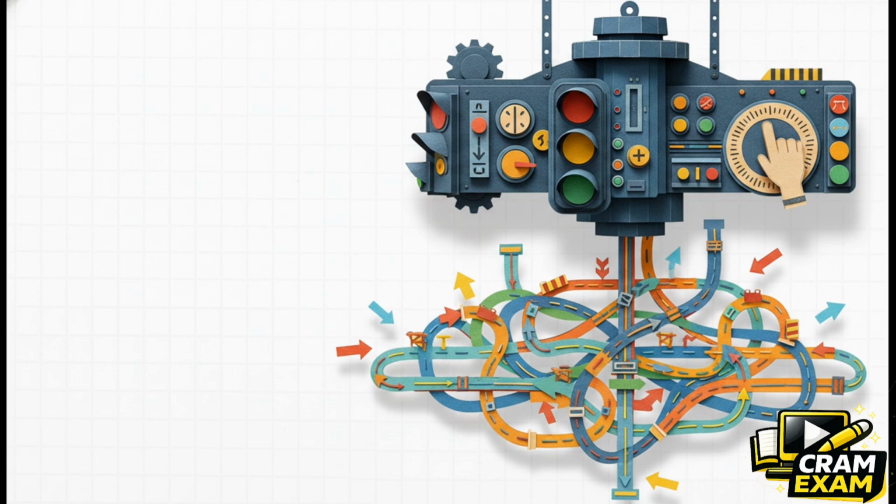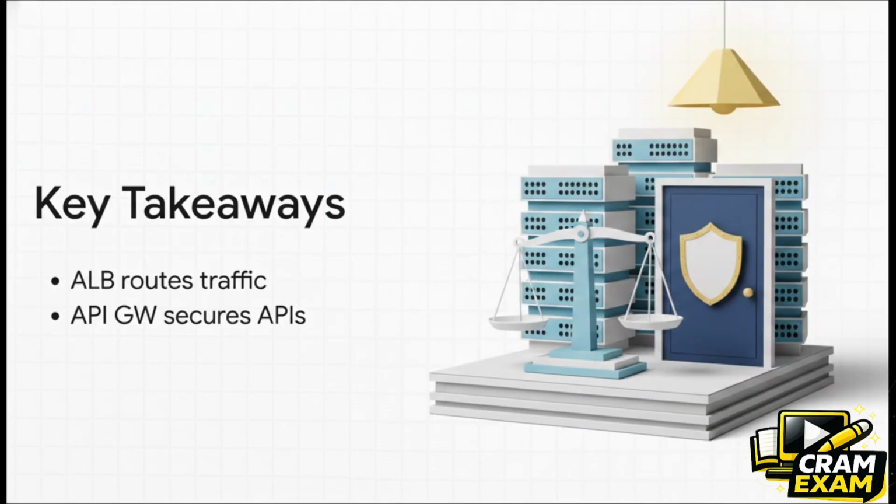It ultimately comes down to this. The choice isn't about where the traffic goes. It's about how much control you need over the traffic itself before it's allowed inside. Let's lock this in one final time. ALB routes traffic efficiently at massive scale for cheap. API Gateway manages, secures, and monetizes public-facing APIs.